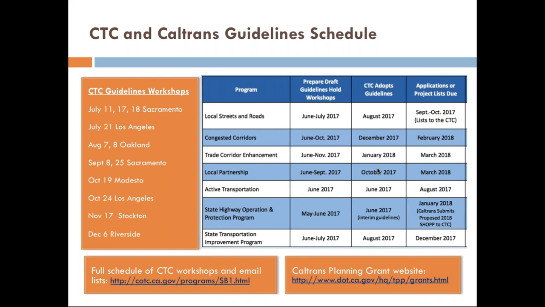The last set of dates there, that chart or table, is from the CTC website, outlining when they anticipate presenting their draft guidelines and taking input for each of these programs, and then when they plan to adopt the guidelines, and finally when applications for each of these programs will be due. Again, I think some of these are tentative at this point, but this is the plan for the CTC for implementing these programs and getting guidelines adopted.